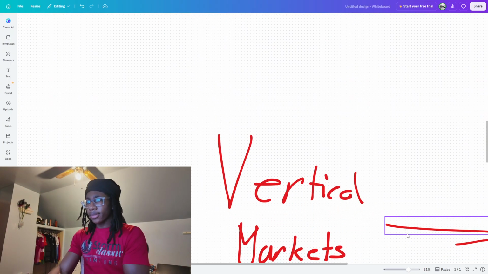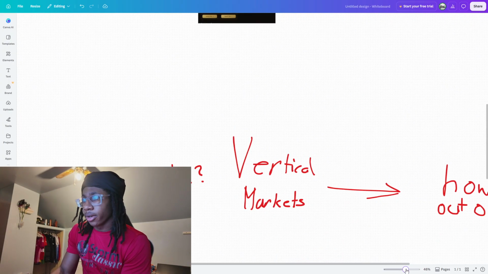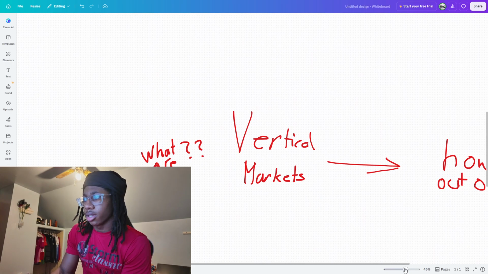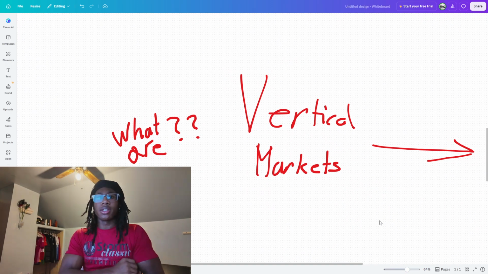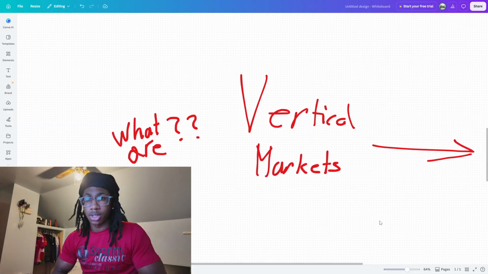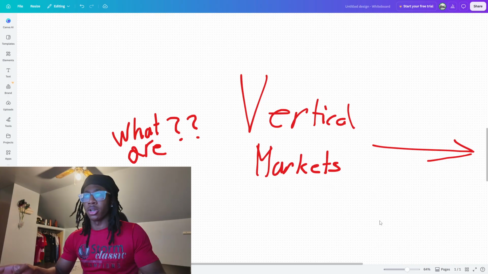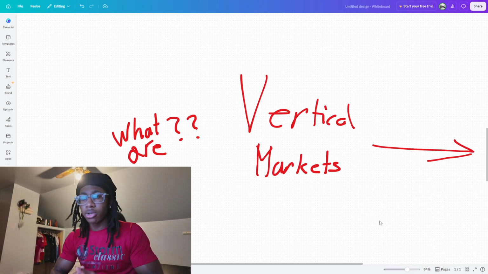So first off, what you want to understand is what vertical markets are. Vertical markets are probably the biggest reason why your CPMs are so high, and what a lot of people don't understand is how to get out of them. First, let's break down what a vertical market is.